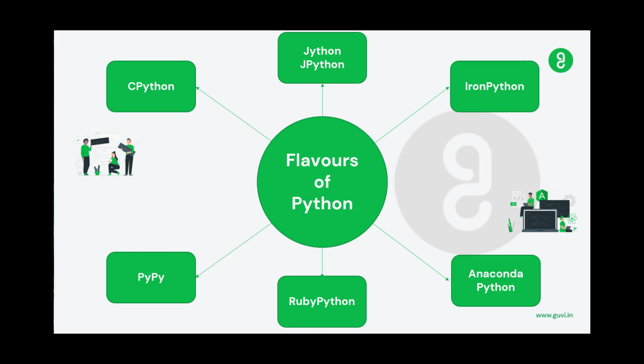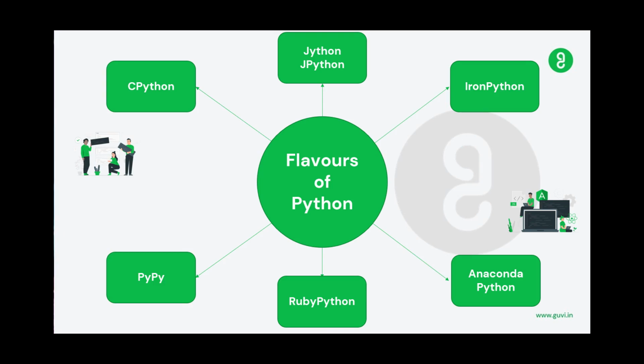The main advantage of the PyPy flavor is that the performance will be improved because it has a JIT compiler which is available inside the Python virtual machine. JIT basically stands for just-in-time compiler. Alright. Then comes Ruby Python, which as the name suggests is for Ruby platforms. And lastly, Anaconda Python, which is specially designed for handling large volumes of data processing. Apart from these, there are many different flavors in Python, but these are just some to name a few.